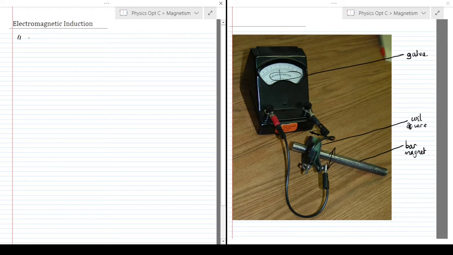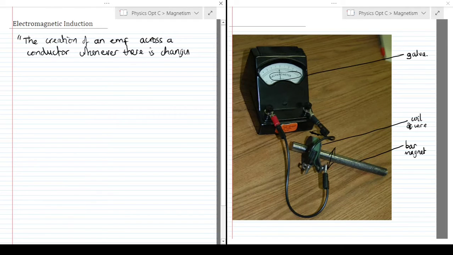So let's first of all say that if they ask you to describe, in a few words, in your own words, what is electromagnetic induction: this is the creation of an EMF across a conductor whenever there is changing flux linkage with the conductor, right? With the conductor itself, right?